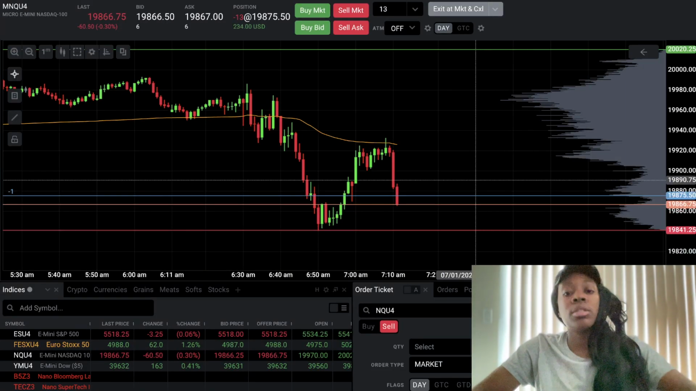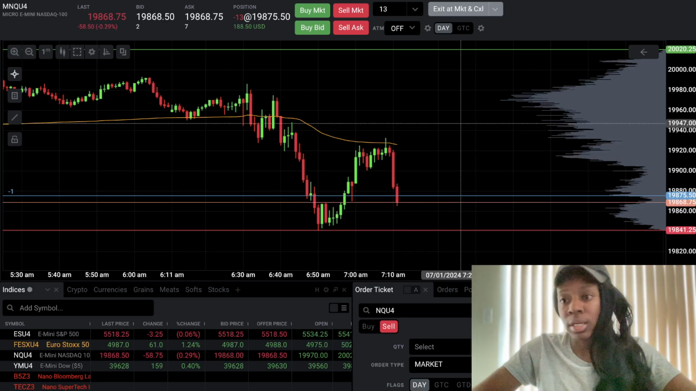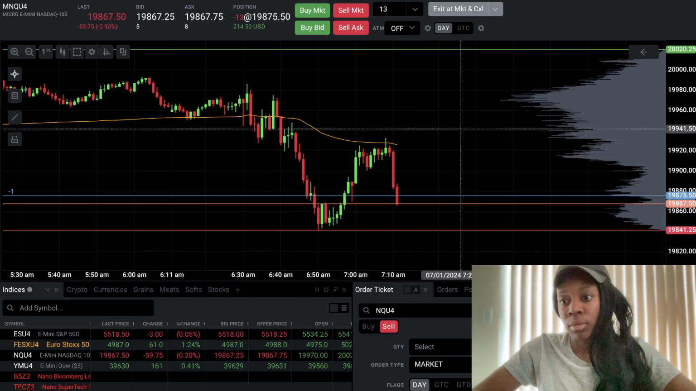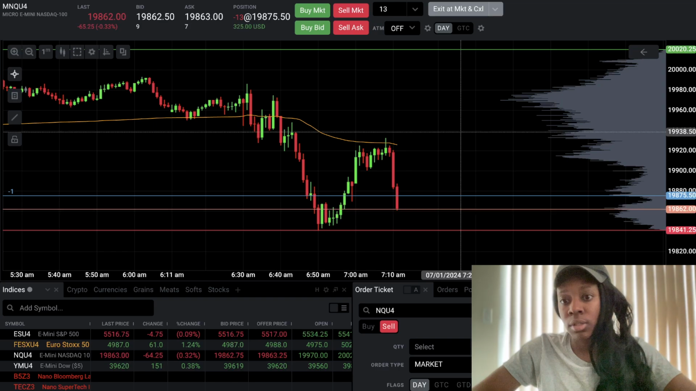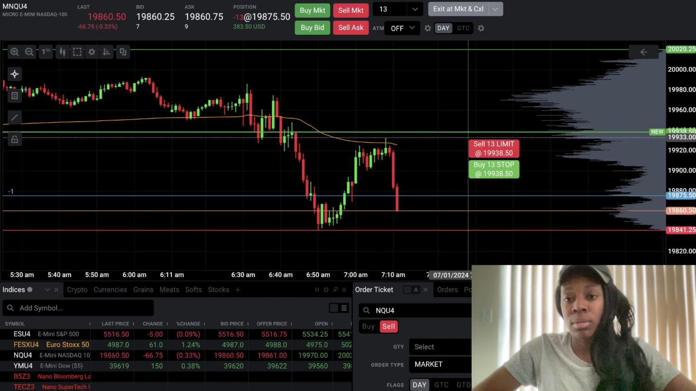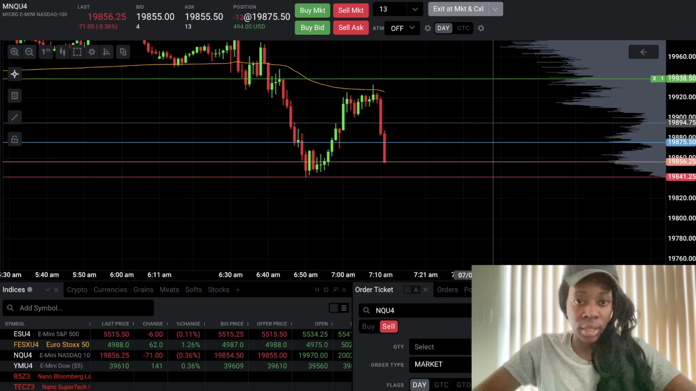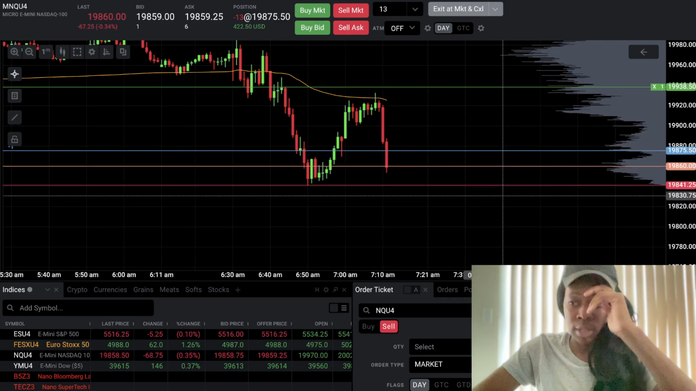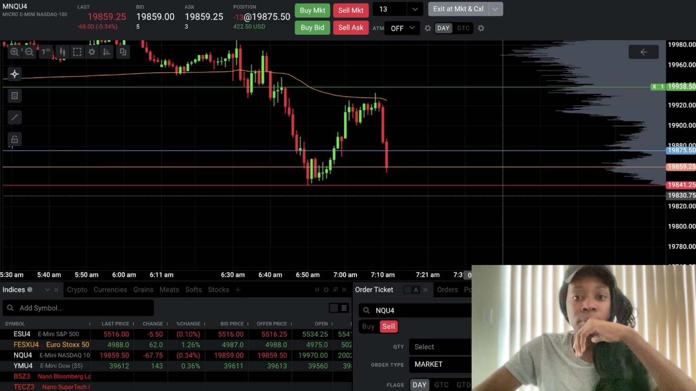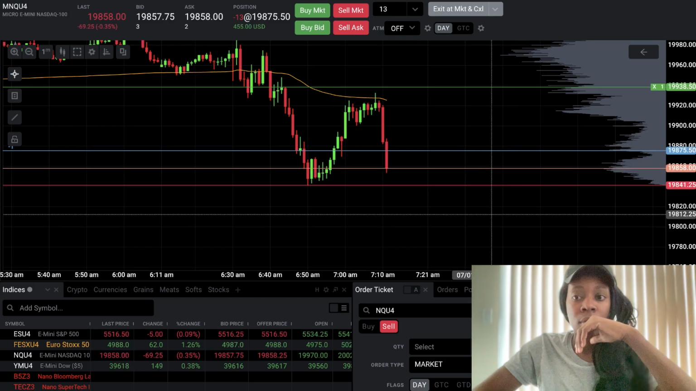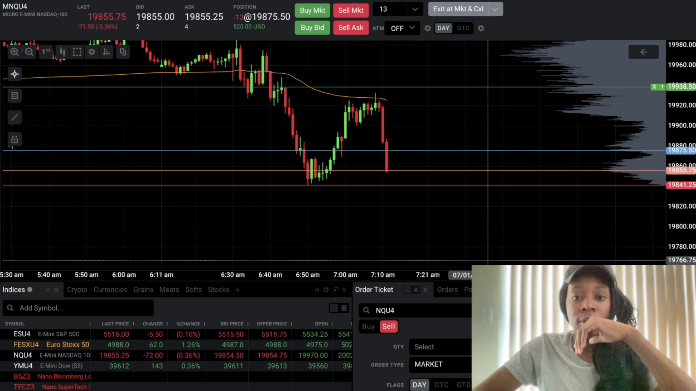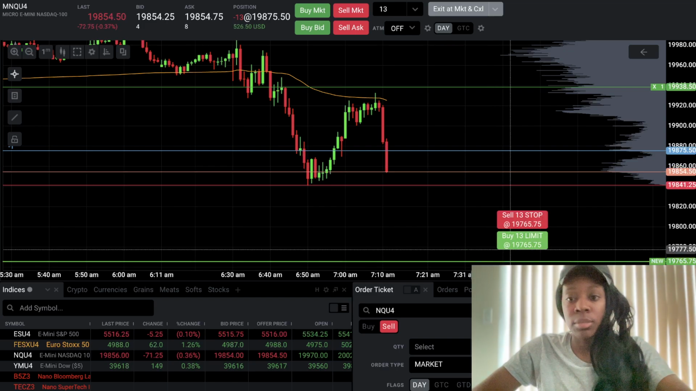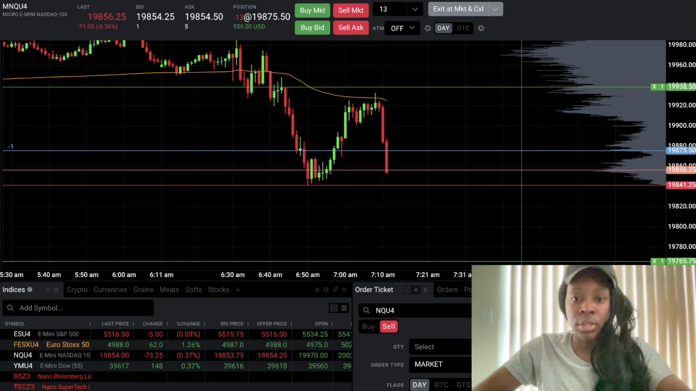Okay, we're gonna put our stop at 19,938.50. That is our stop. All right, so we're trying to catch a continuation move to the downside here. I'm just gonna put a tentative limit order, and let me just bounce over to my TradingView real quick.